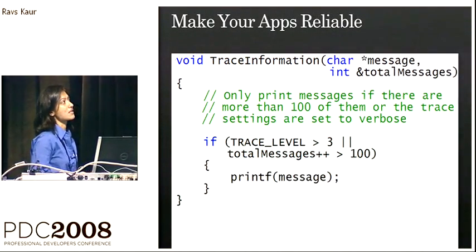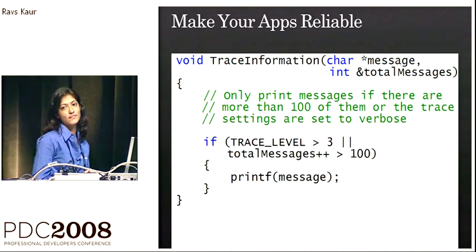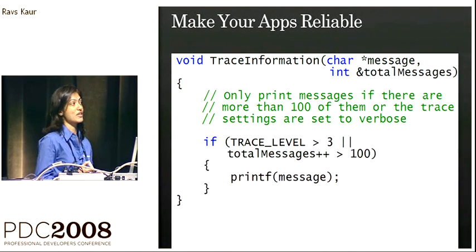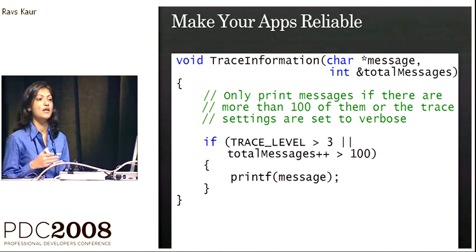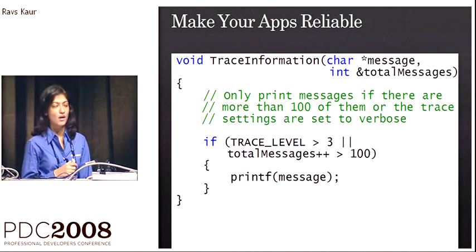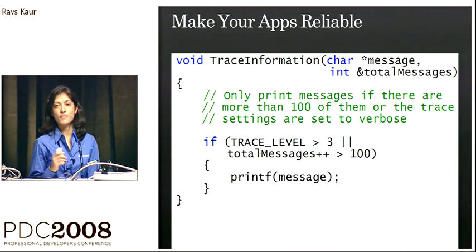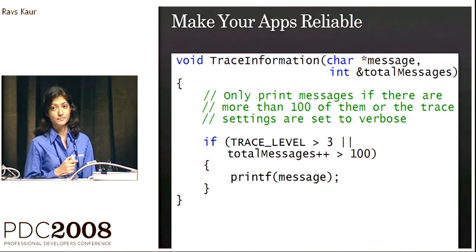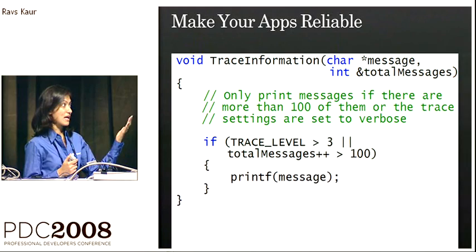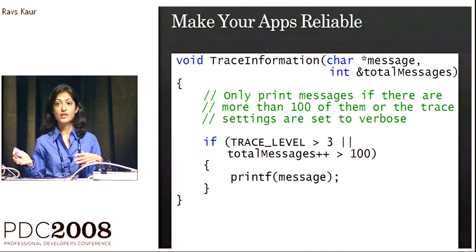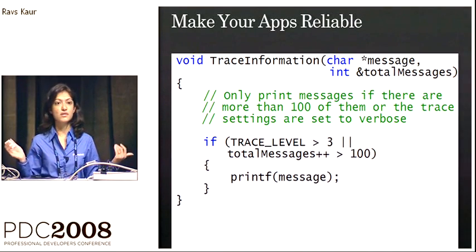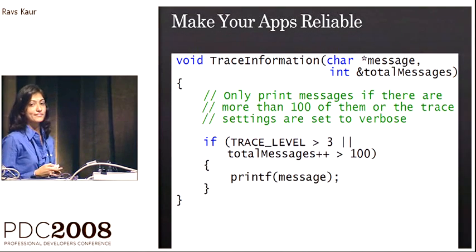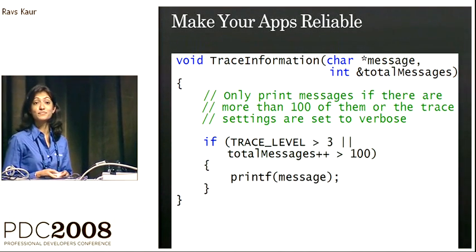Let's take a look at another example. Simple function again. I'm tracing information. I want to print out the messages if, say, my trace level is set to verbose, or I have a total number of messages that's greater than 100. And that's exactly what I'm doing. If my trace level is greater than 3, which will probably be verbose, and my total messages is greater than 100, I print it out. Simple enough. What could go wrong here?